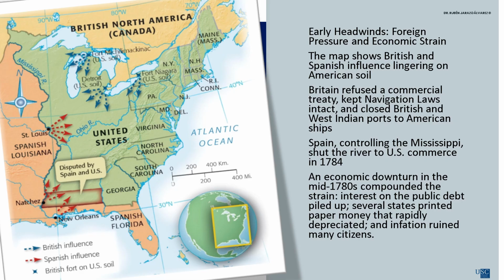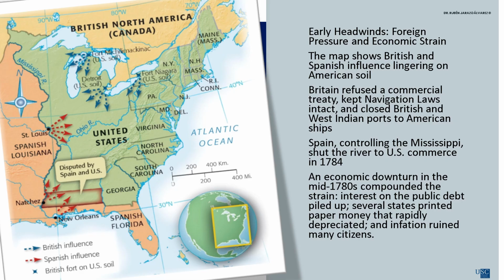In diplomacy and trade, Britain refused a commercial treaty, kept navigation laws intact, and closed British and West Indian ports to American ships. Spain, controlling the Mississippi, shut the river to U.S. commerce in 1784, threatening to choke the Western economy.